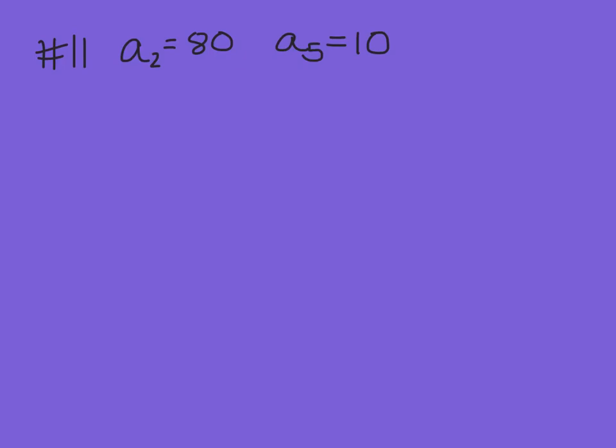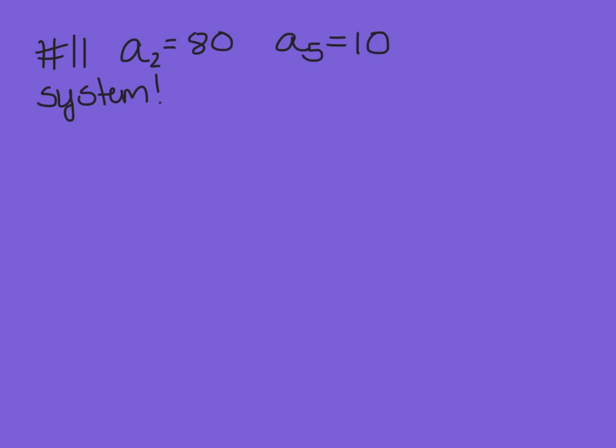Alright, now 11 gets even uglier, because now they've given you a 2 equals 80, so the second term is 80, and a 5 is 10, the fifth term is 10, so we don't know the first term, and we've got 3 skips, so we don't know the common ratio, because we can't just go from one to the next. So we get to do a system of equations.